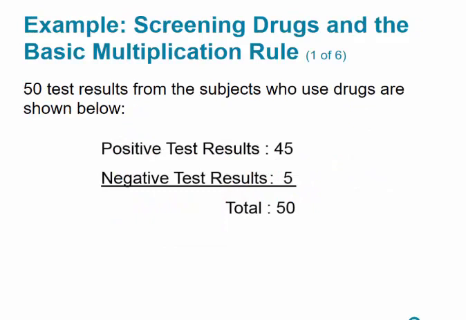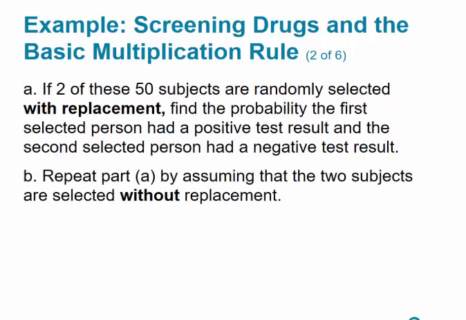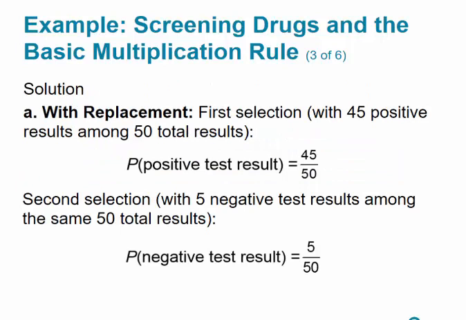So here's an example, screening drugs and the basic multiplication rule. 50 test results from the subjects who use drugs are shown below. Positive test results 45, negative test results 5, for a total of 50. If 2 of the 50 subjects are randomly selected with replacement, find the probability that the first selected person had a positive test result and the second selected person had a negative test result. And then for B, repeat part A by assuming that the 2 subjects are selected without replacement.